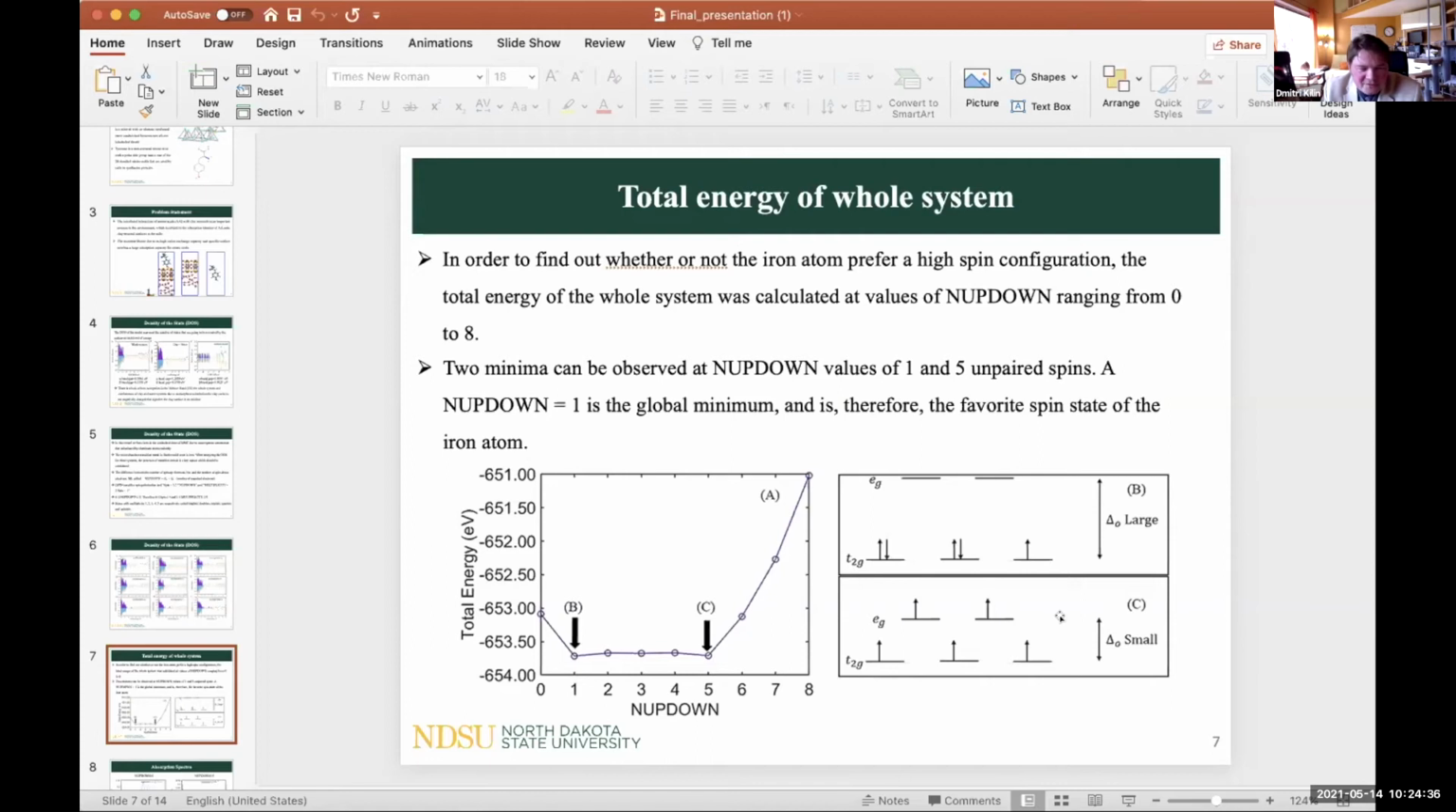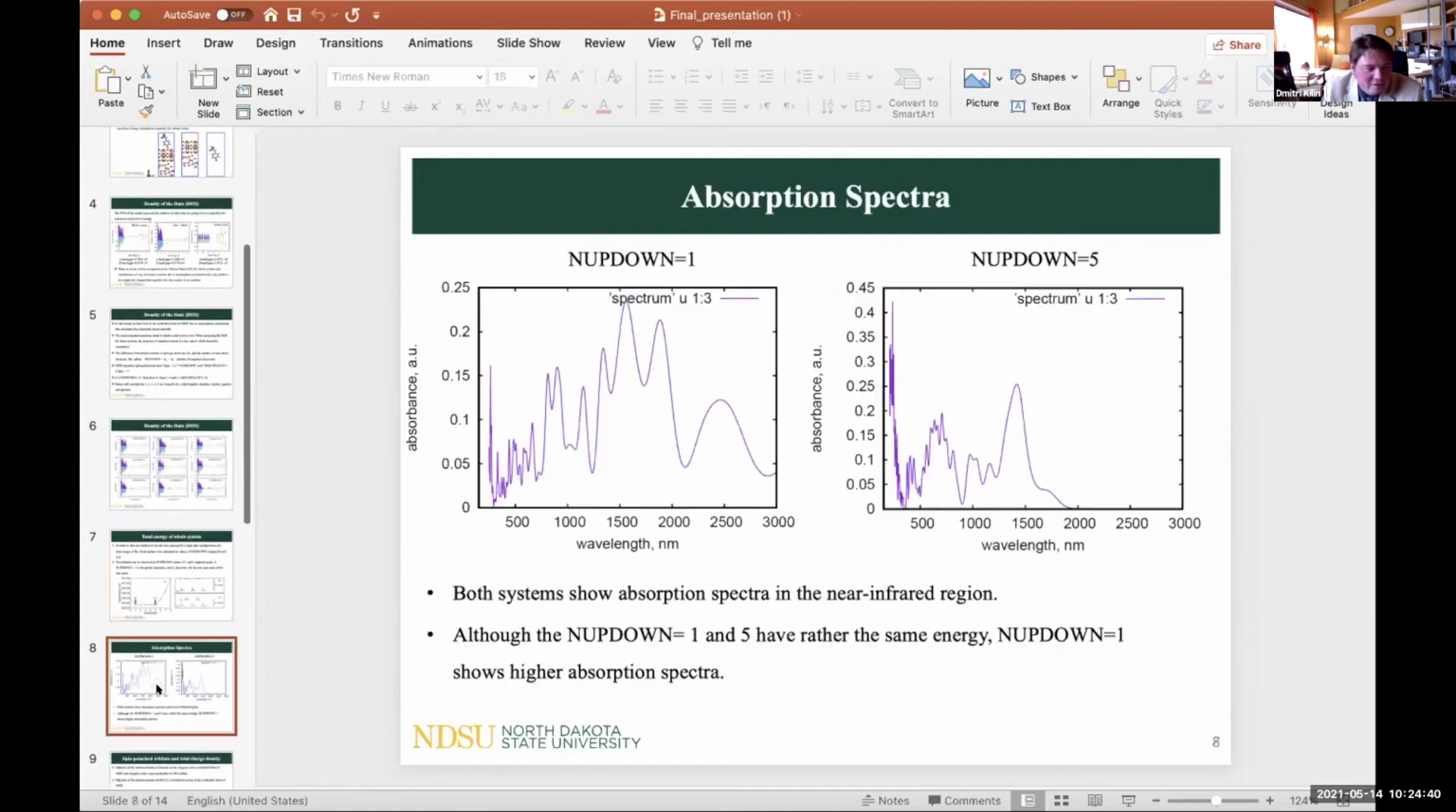Now let's go to your spectra and check if this hypothesis is correct or wrong. Which corresponds to B, which corresponds to C, and where is the transition energy lower? For N up down equal to 1, I think this should be the range for the absorption. And for N up down equal to 5, this picture represents those values. Am I right? Yes. So does it agree with your hypothesis that N up down 1 has lower transition energy, or longer wavelength?